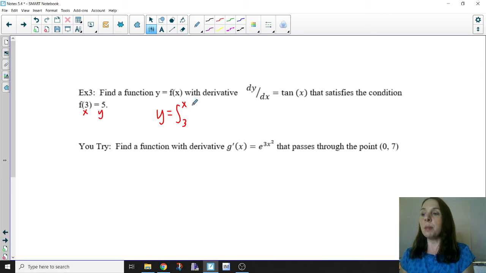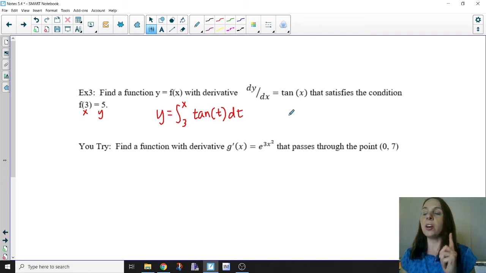Now, since the upper limit is x, you don't also want to have an x inside of your tangent function, so we're going to use what's called a dummy variable here. You can use any letter you want except x. We typically use t, but really you can use anything. And then we want a d, whatever variable you choose, right here at the end as well. I'll make it a dt.